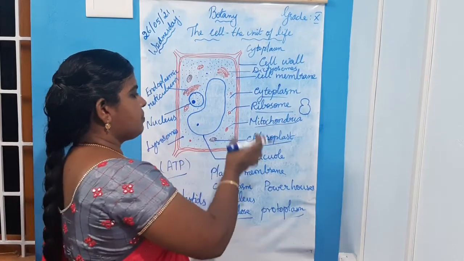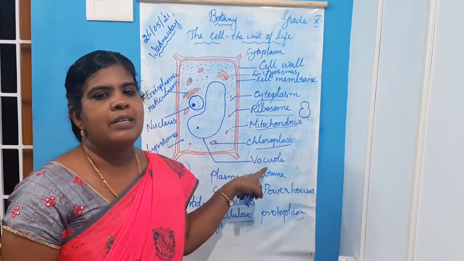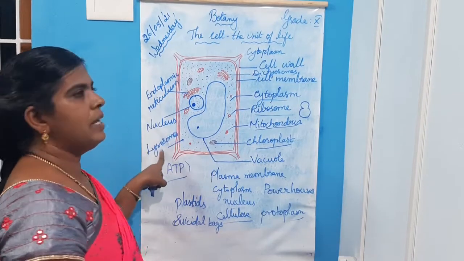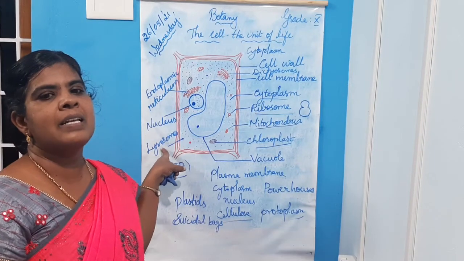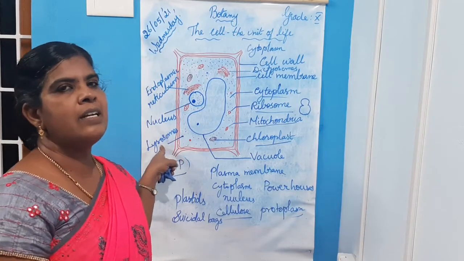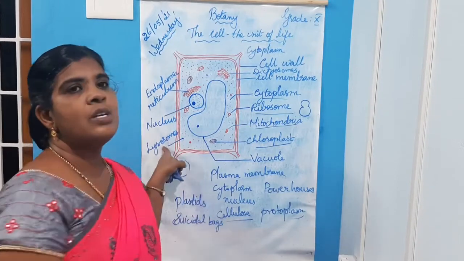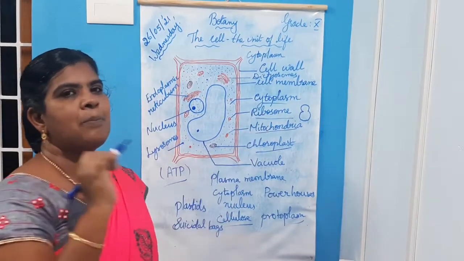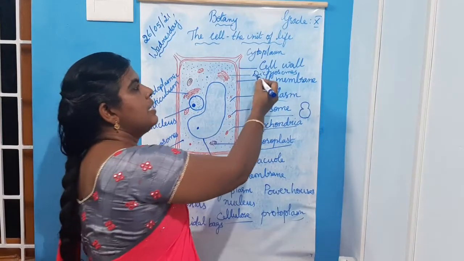Next, about the vacuole: it maintains water pressure inside the cell. What about the lysosome? Lysosomes are the suicidal bags of the cell. They contain a variety of enzymes and can digest material within the cell. What about dictyosomes? In plant cells, the Golgi apparatus or Golgi complex is called dictyosomes.